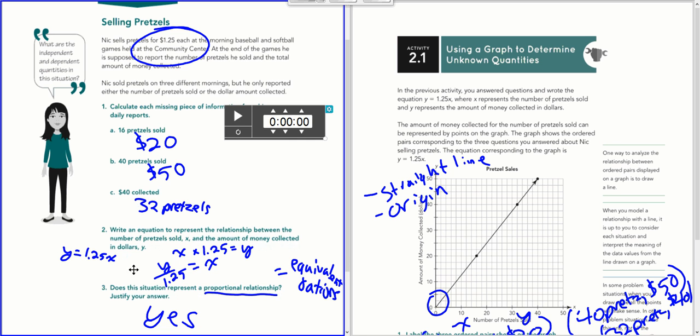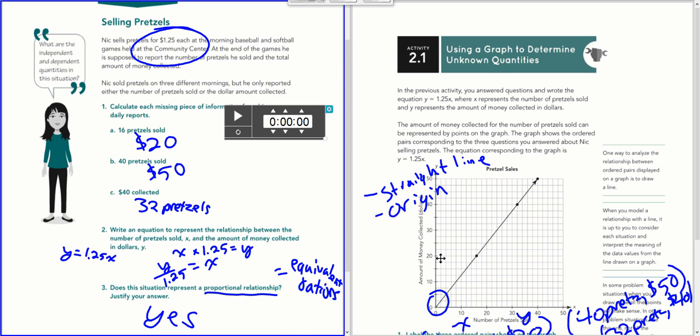Now, does the situation represent a proportional relationship? So we kind of have to go over here to get more information on that. A long time ago, we talked about equivalent ratios, and equivalent ratios had two things. They were a straight line, and they started through the origin. Notice this line that comes from this situation does both. It's a straight line, and it goes through the origin. So yes, it would be a proportional relationship.